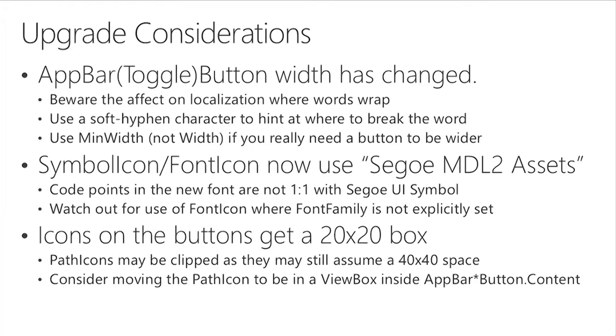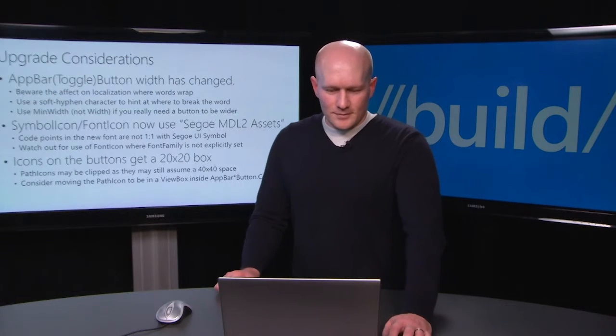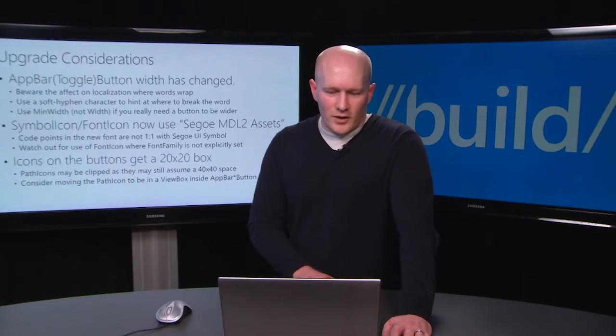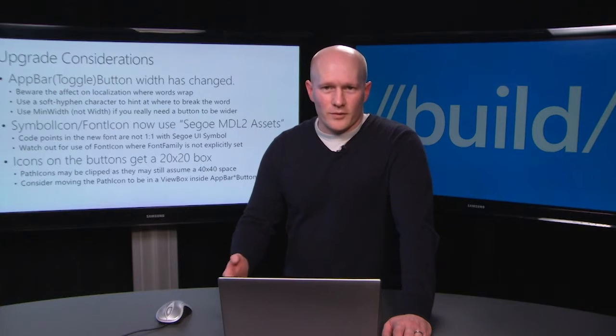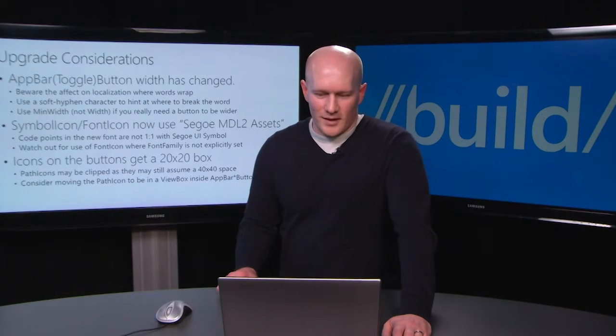Now, I mentioned much earlier about this new font, the Segoe MDL2 Assets font. The symbol icon and font icon now use that font by default. And so if you're using font icon and you didn't set the font family specifically, then when you upgrade, you may find that there's a number of places where there's no glyph or you get the blank rectangle. Now, symbol icon, those will just move right forwards. So as you upgrade your app, it's going to switch and you're going to get the new look and feel of the icons.